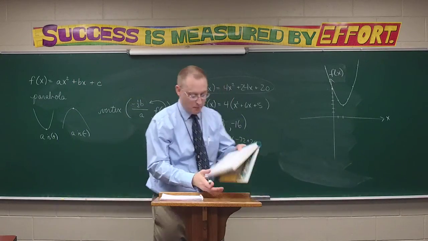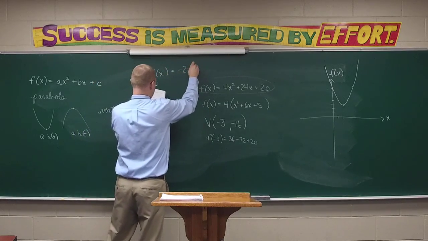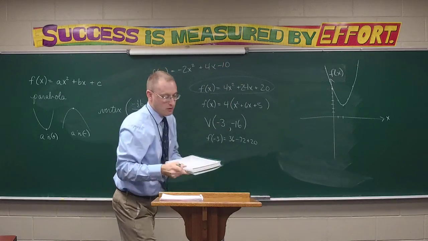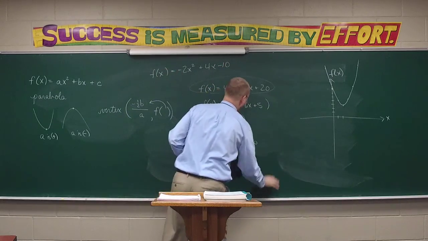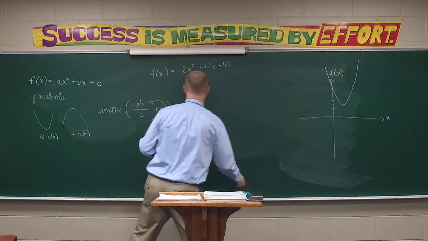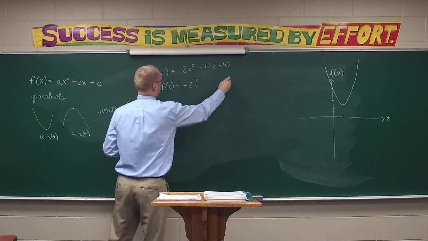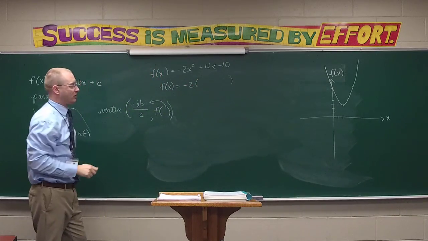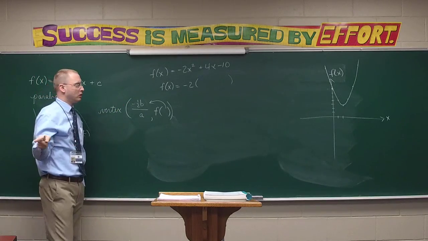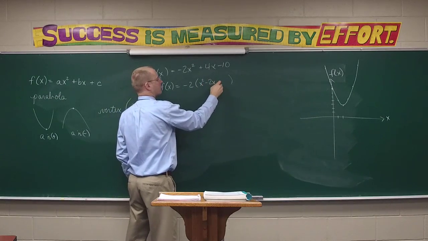All right, let's take a look at number 38, where we had f of x is negative 2x squared plus 4x minus 10. And again, anytime there's an a value, what do I have to do with it first, Brandon? Factor it out. What is the a value I'm factoring out here? It is a negative 2 that's being factored out. So we pull out a negative 2. What am I left with? X squared minus 2x and then plus 5.